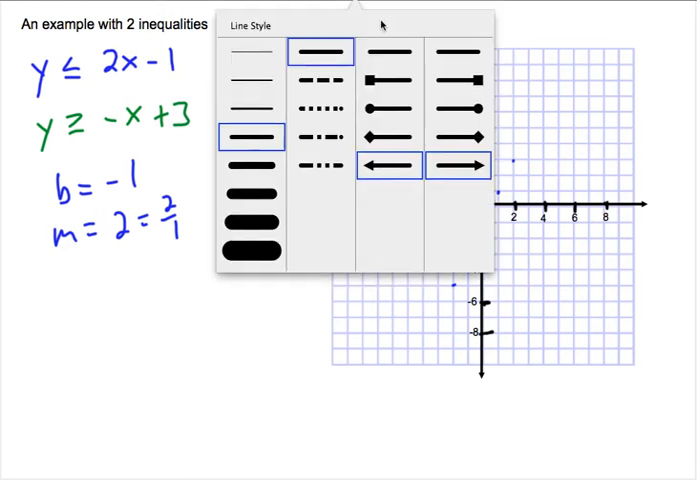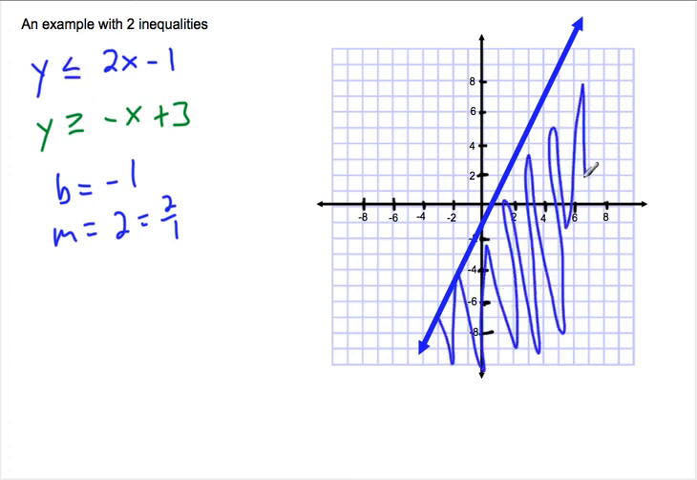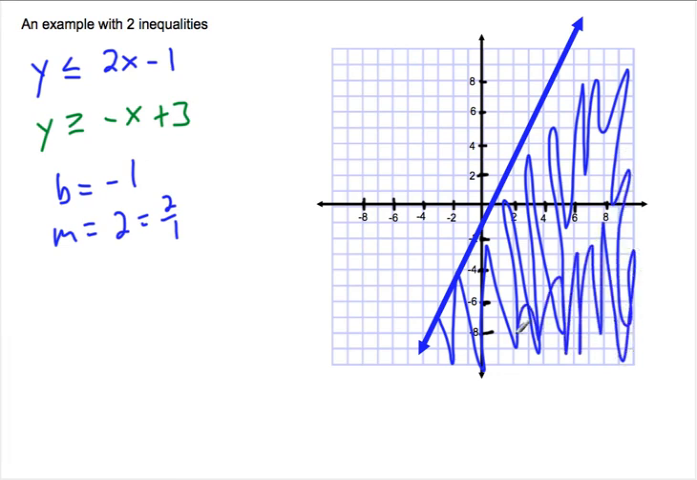It's going to be solid because it's or equal to. So let's see, somewhere like this. That looks good. The shading for this one is going to be below. So it will be like everything here.